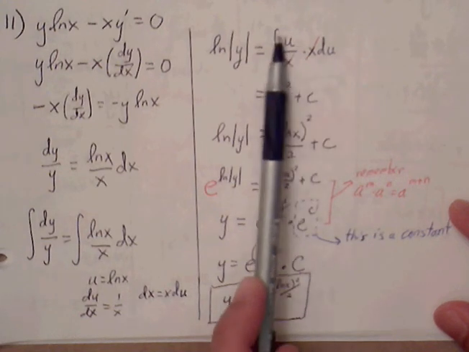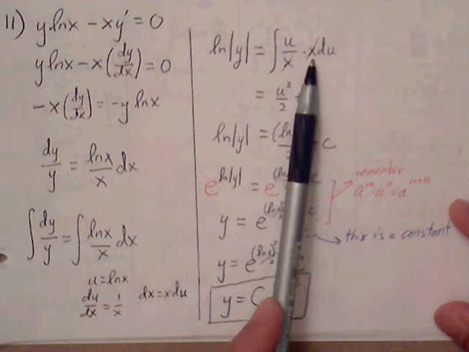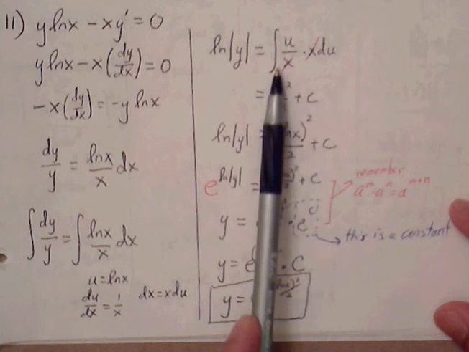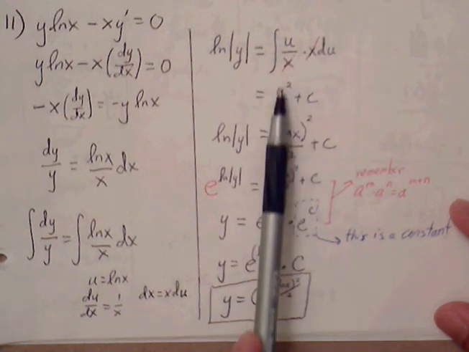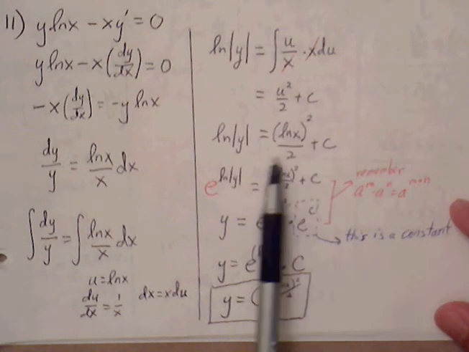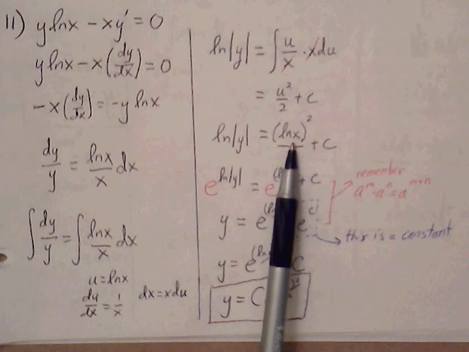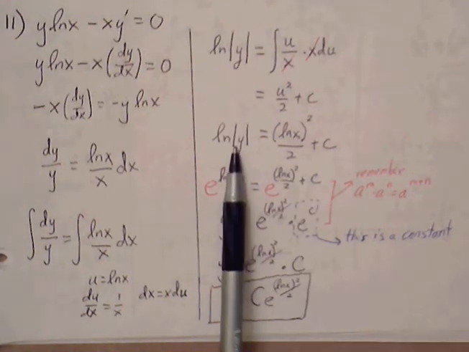So the numerator got replaced with ln of x. ln of x got replaced with the u value, and the dx got replaced with x du. The x's cancel out, so we're simply left with the integral of u. Okay, we can apply the power rule, which is u squared over 2 plus c. And now we have natural log of y is equal to natural log of x quantity squared over 2 plus c. Okay, we still need to solve for y.